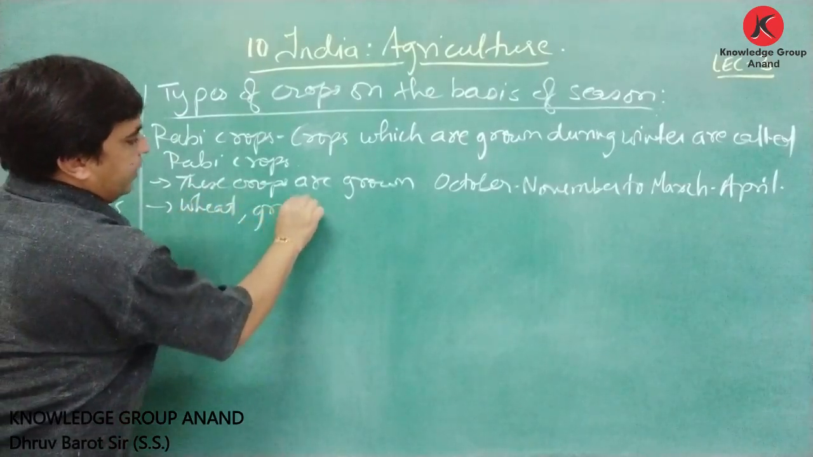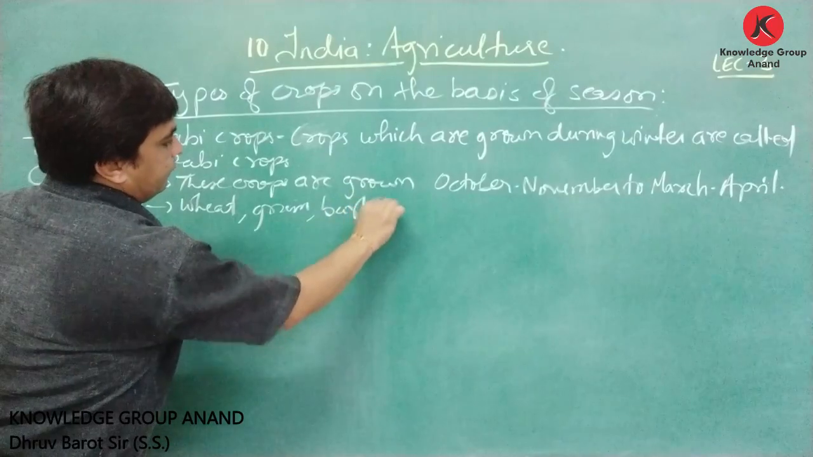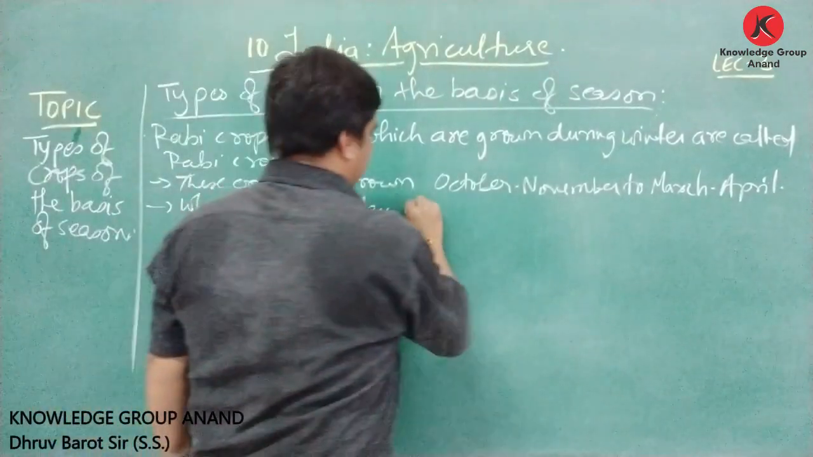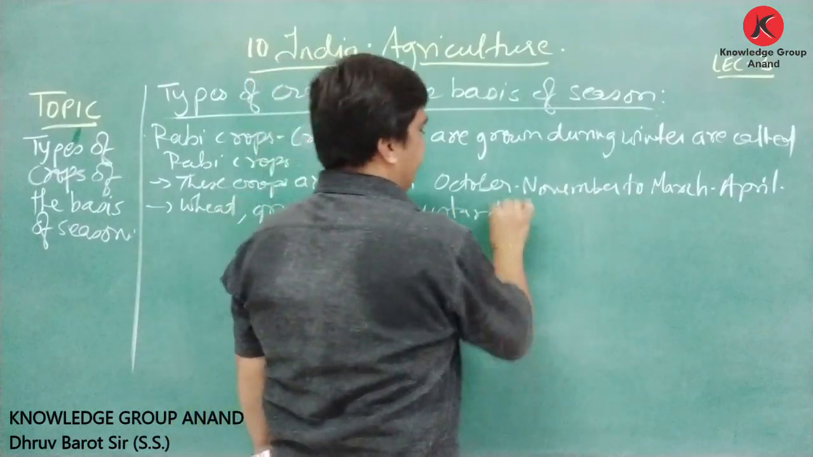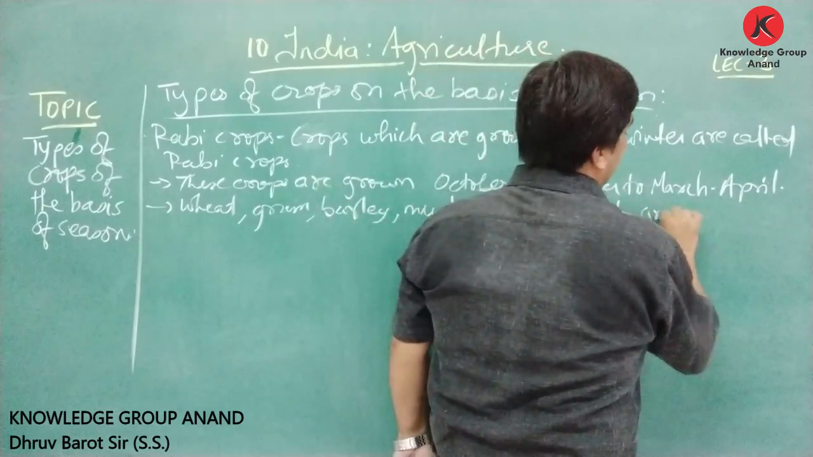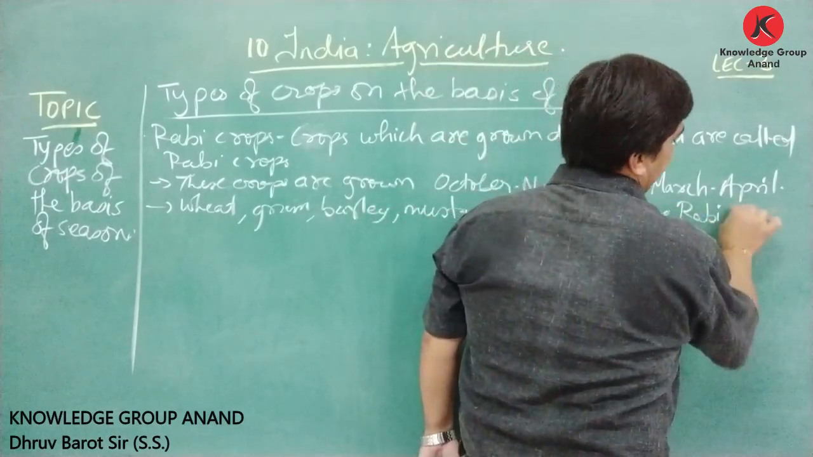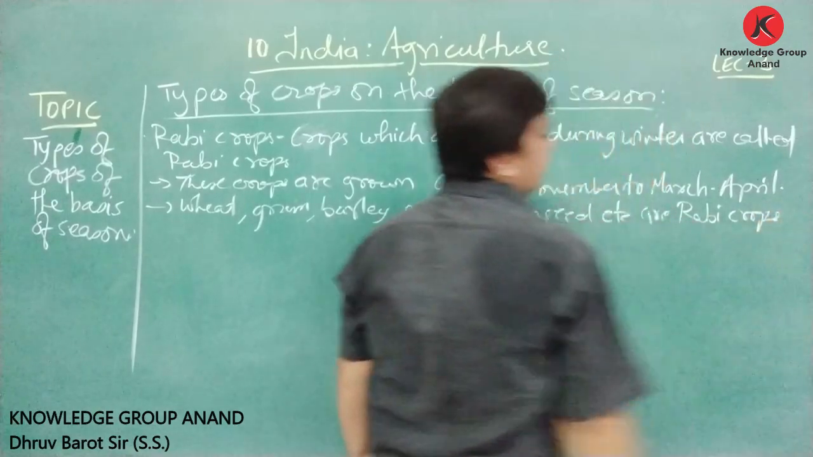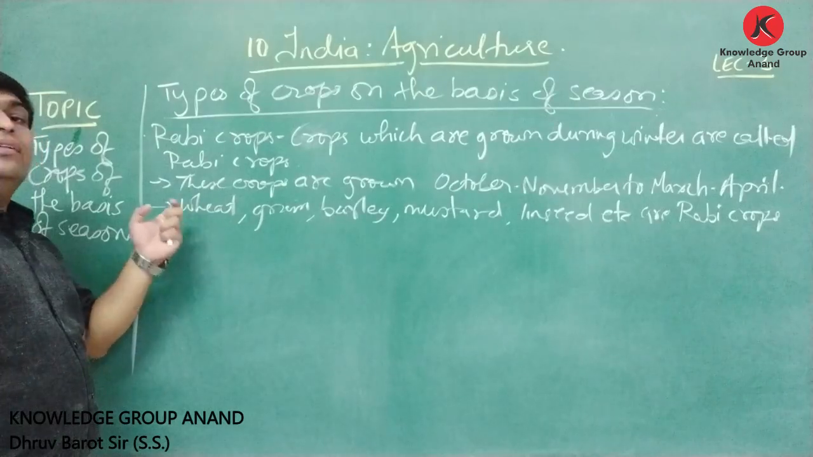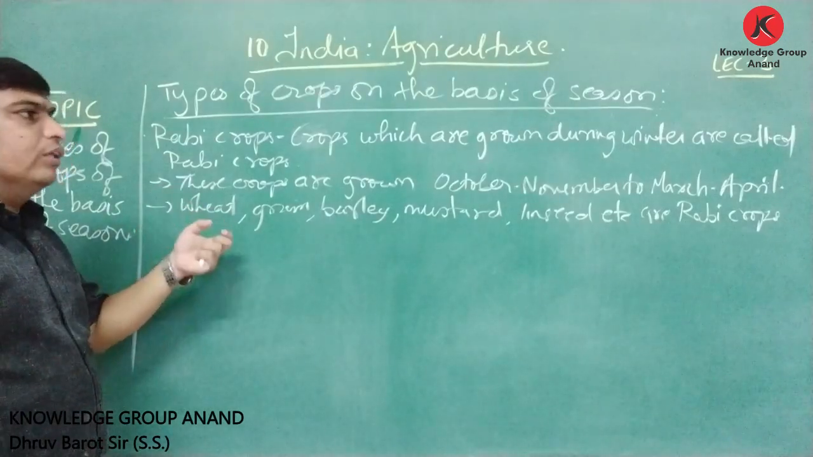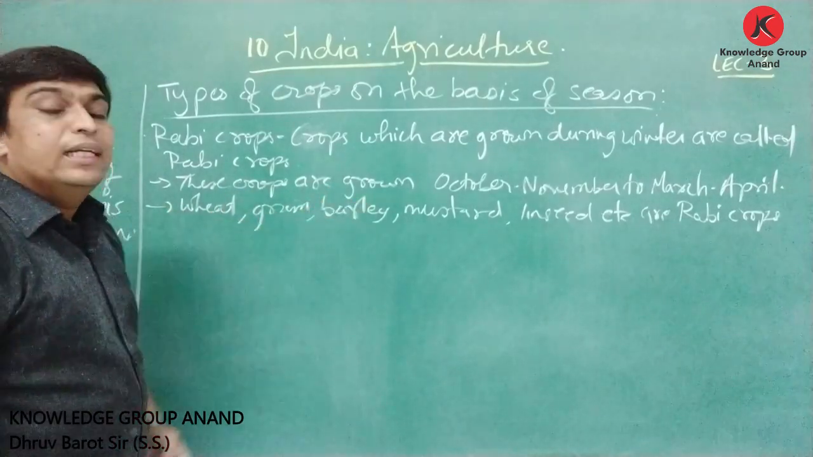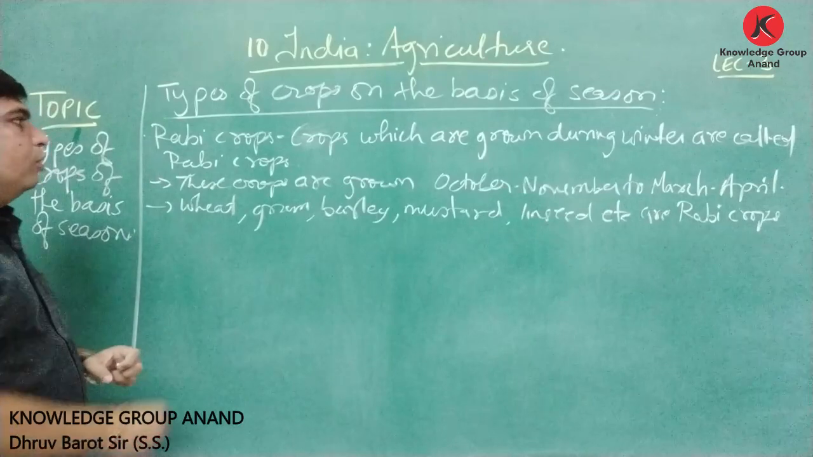Wheat, gram, barley, mustard, linseed, etc. These all are known as Rabi crops. Friends, Rabi crops are grown in winter, mostly from the month of October, November to March. Wheat, gram, barley, mustard, linseed, these all are Rabi crops.